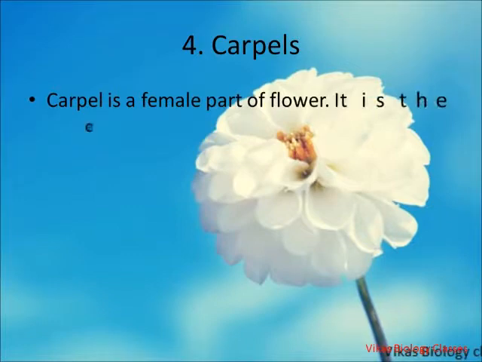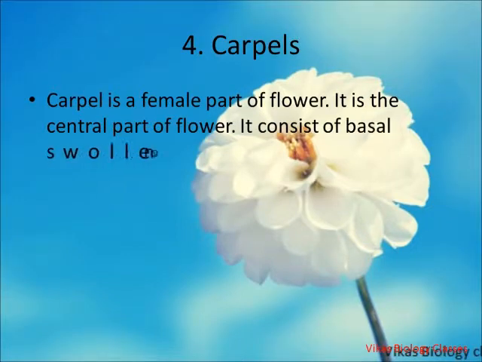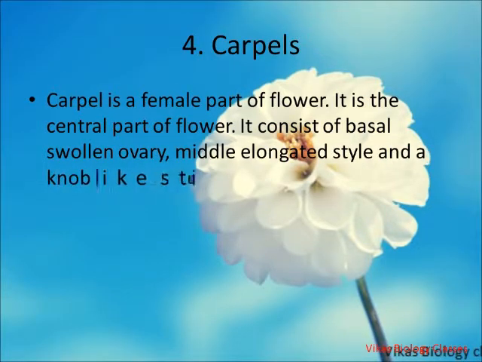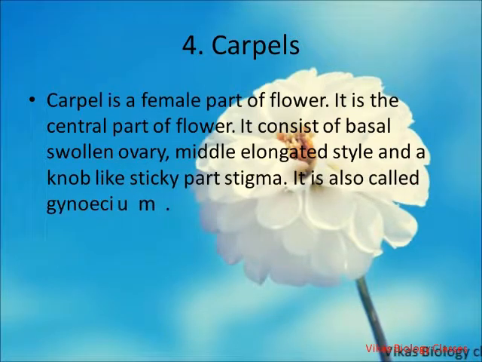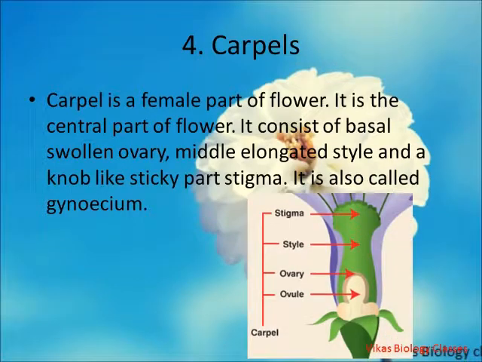Next is the carpels. Carpel is the female part of the flower. It is the central part of the flower. It consists of a basal swollen ovary, a middle elongated style, and a knob-like sticky part, the stigma. It is also called gynoecium. It is the female part and is also a reproductive part of the flower.